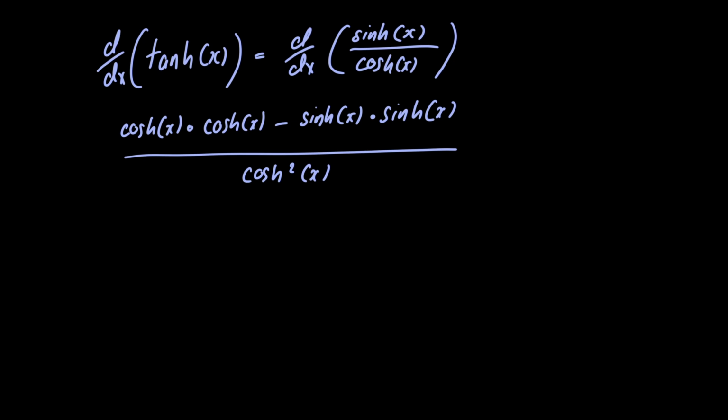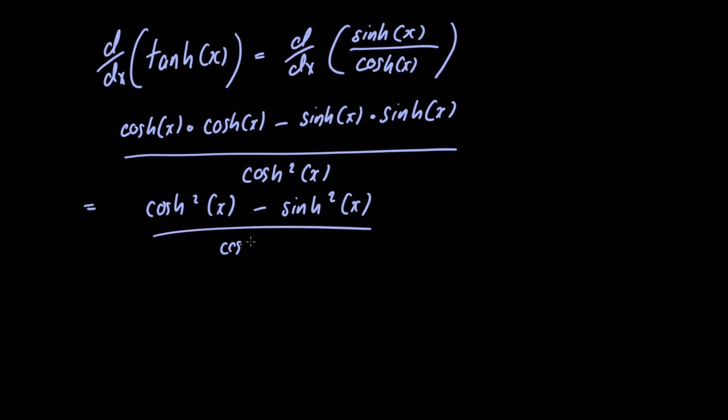Let's just go ahead and simplify the numerator. So we're going to have hyperbolic cosine of x multiplied by hyperbolic cosine of x. So that's just hyperbolic cosine of x all squared minus hyperbolic sine of x all squared divided by hyperbolic cosine of x all squared. We can't really simplify the denominator, so let's go ahead and rewrite the numerator in its exponential form down here, and we'll see if we can simplify the numerator.